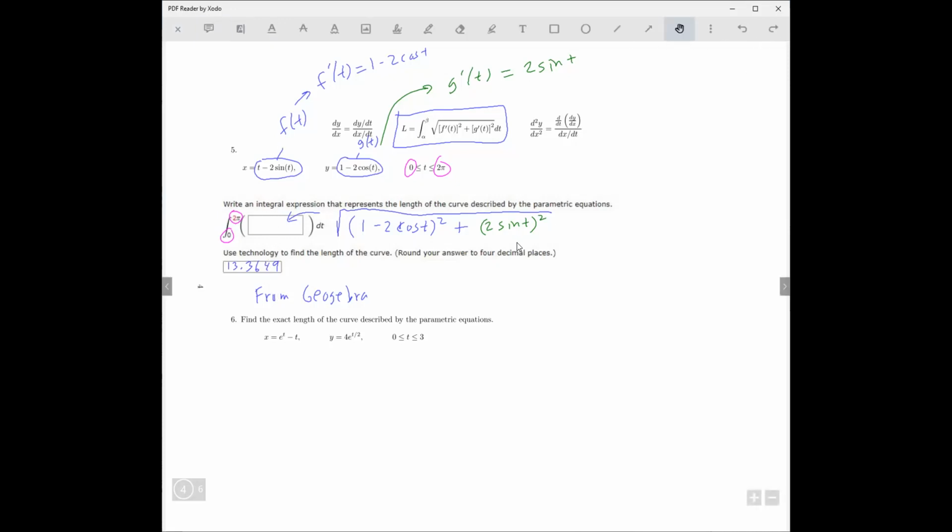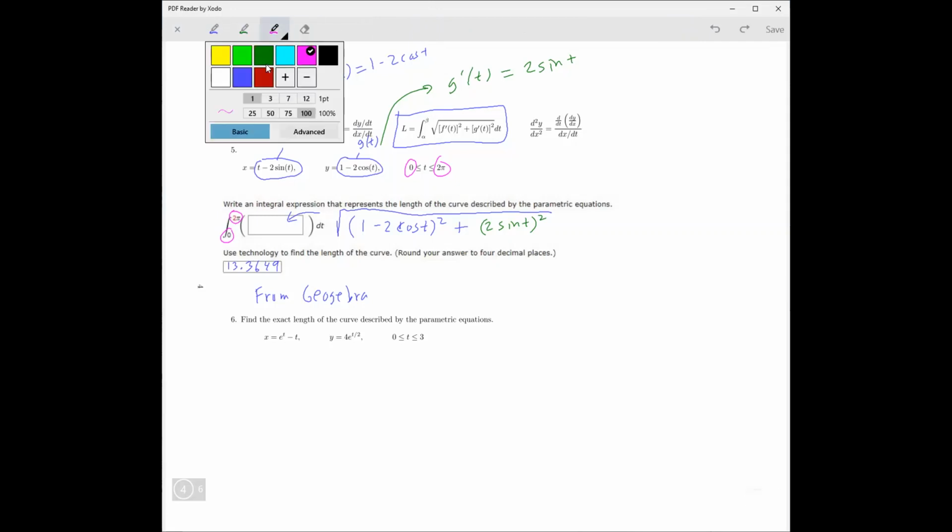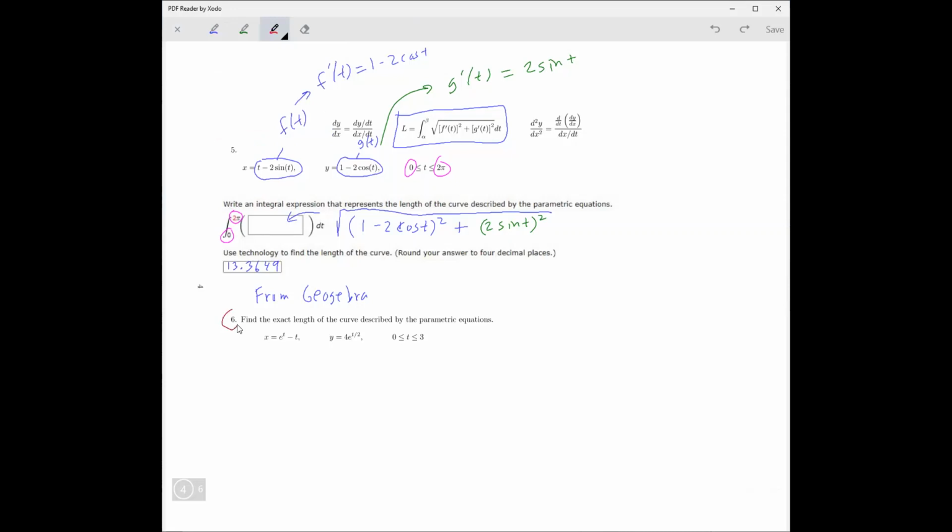Anybody have any questions or comments about number 5? Then let's go on to number 6. Number 6, find the exact length of the curve described by the parametric equations. So again, we're using the same formula.